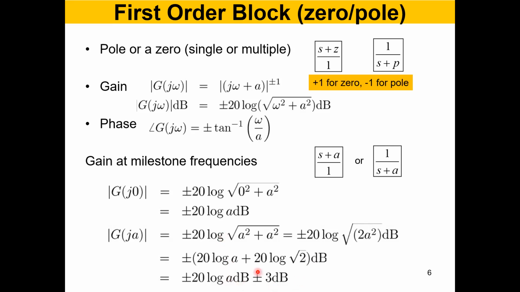Now, if you compare this magnitude, this gain, with the gain at 0 frequency, when you have a 0 frequency signal, the magnitude is 20 log A dB. Now it is 20 log A dB plus or minus 3 dB. So when you increase your frequency from 0 to A, the value of the pole, the gain will change by 3 dB for a first order block.